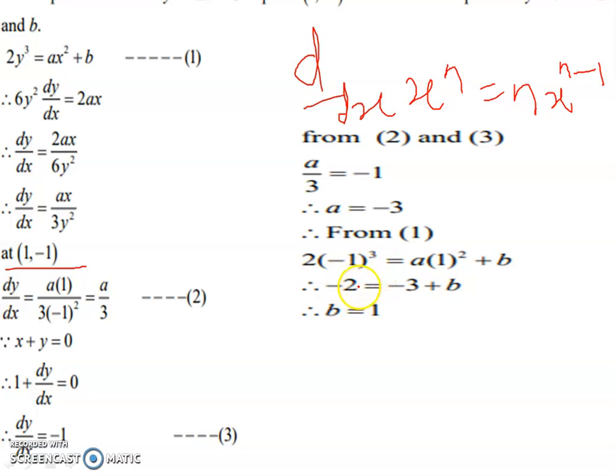How? Minus 1 cube is minus 1 into 2, minus 2. A into 1 square is a. We have the a value, what? Minus 3. So minus 3 plus b. Simplify, b is equal to 1. In this way, we derive the value in the given example using the derivative.